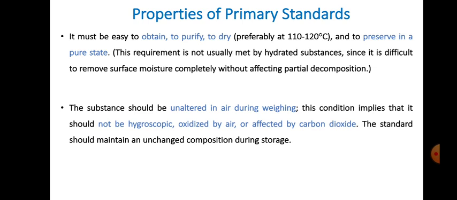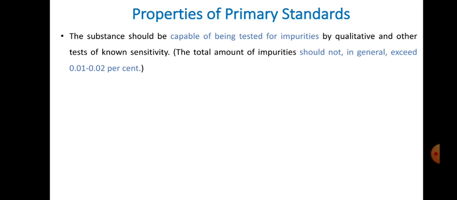So these are the two important things which we need to consider when we are using a substance as a primary standard. So purity alone is not the criterion. Purity is one of the criteria. It should have sufficient purity, and along with that, these two things. Additionally, the third is that the substance should be capable of being tested for impurities by qualitative and other tests of known sensitivity.